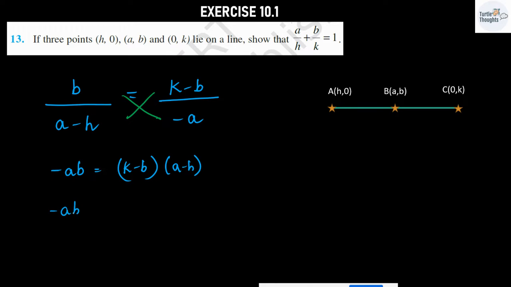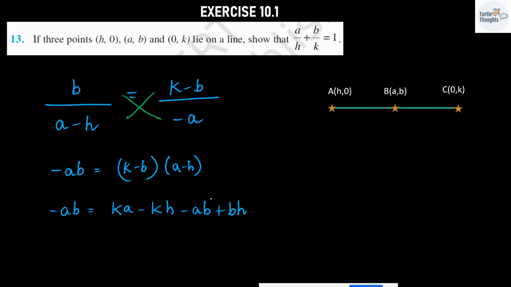Now, k into a, I can write as ka. K into minus h is minus kh. Minus b into a is minus ab. I can write minus b into minus h, I can write plus bh. Is this what I'll be getting?